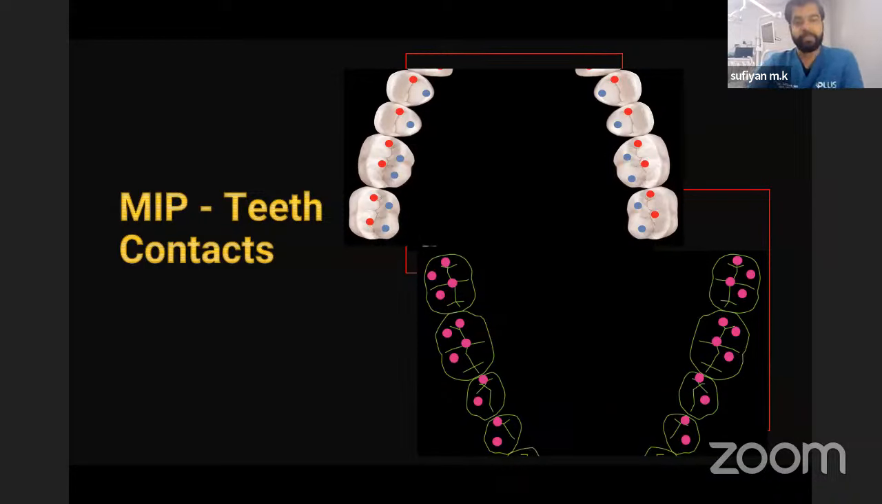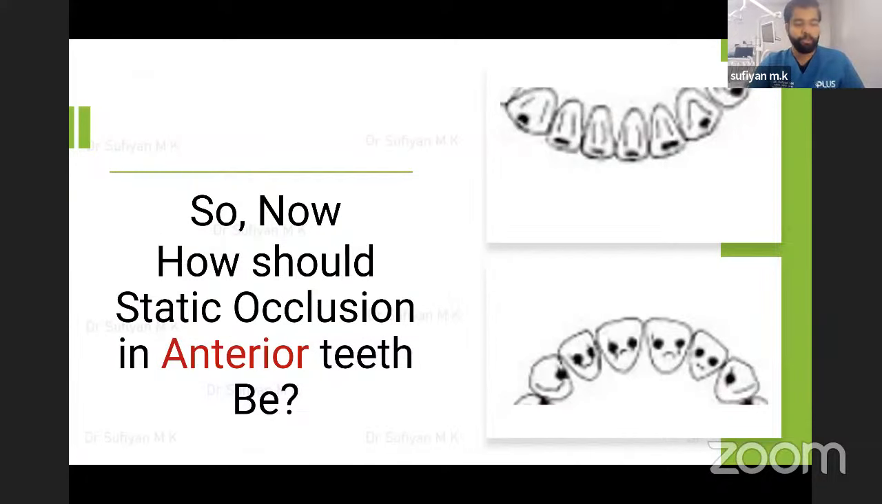So I am aiming at these four marks in the molars and two marks in the premolars, or at least three in the molars and one in the premolar. You can additionally have one occlusal mark in the central fossa of the premolar as well, right? Now that's about the posterior occlusal points.